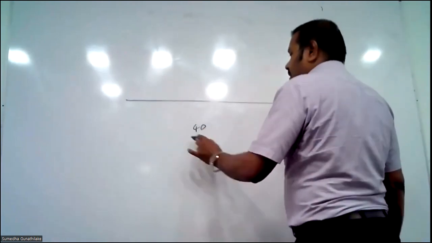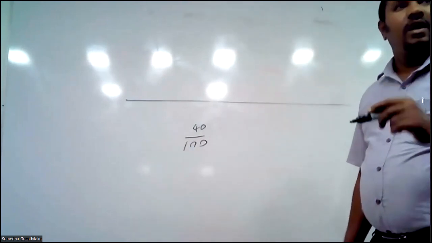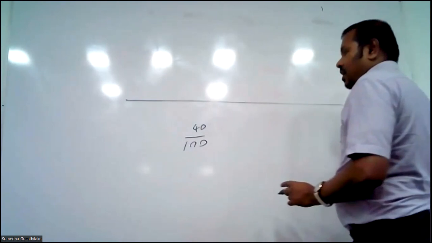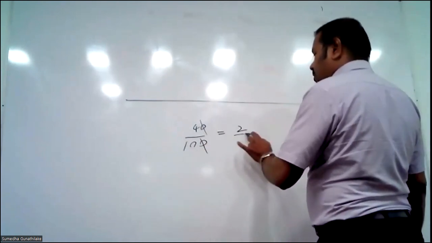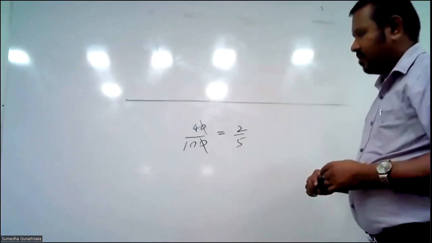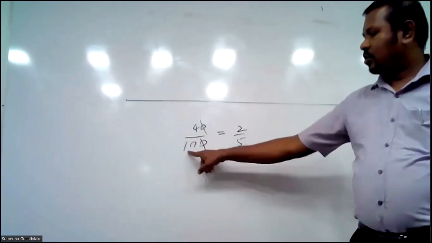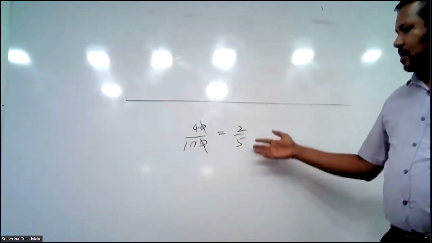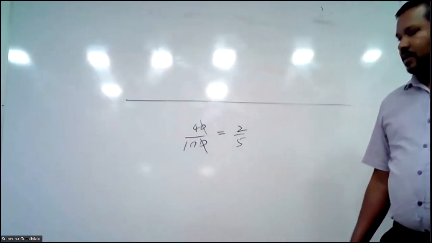40% means 40 out of 100. That is 2 out of 5. The 2 zeros cancel. 2 times 2, 2 times 5. Simplest fraction: 2 upon 5.